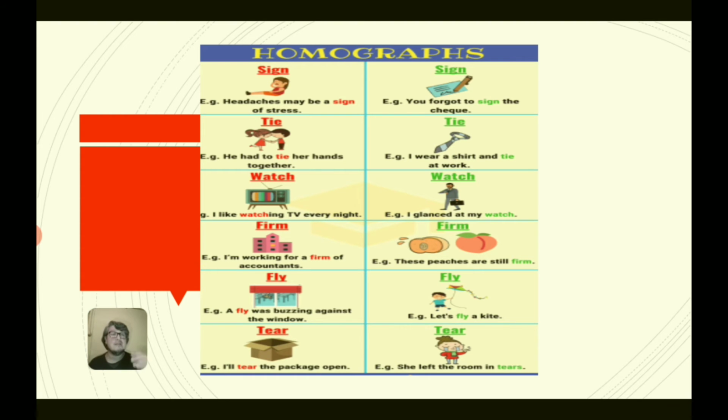Right? So now repeat after me, please. Sign, sign. Tie, tie. Watch, watch. Firm, firm. Fly, fly. Tear, tear. Understood? Perfect. You see, English is a piece of cake. I'm telling you that from the beginning.